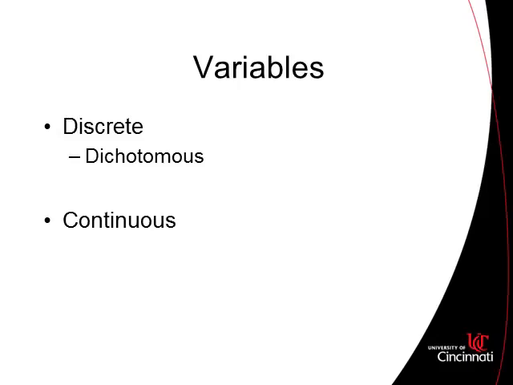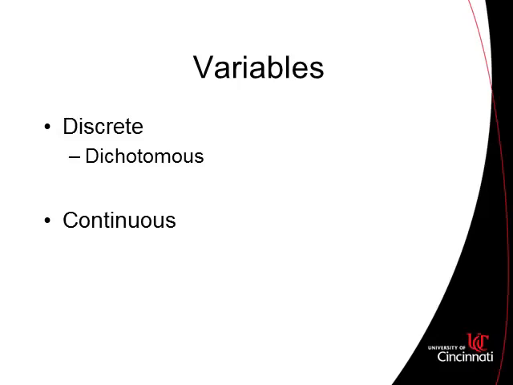So this could be something like number of kids. You could have 1 kid, 2 kids, 3 kids, on and on, but you can't have 3.41 kids. So the number of kids that you have is a discrete variable. Heart rate is another discrete variable. You could have 80 beats per minute, you could have 62 beats per minute, but you can't have 62.13 beats per minute. So heart rate is a discrete variable.